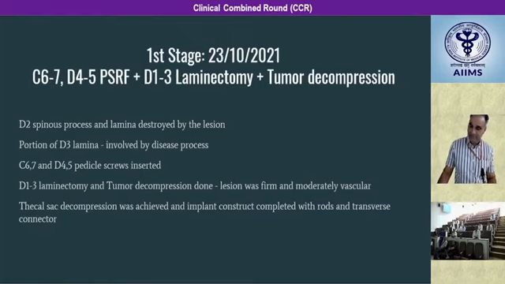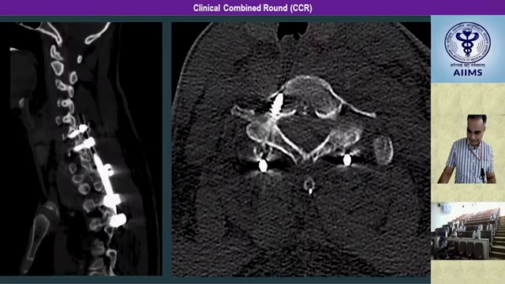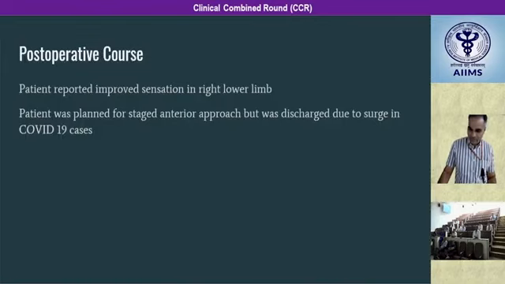After decompression, adequate thecal sac decompression was achieved, and a solid implant construct was completed using rods and transverse connectors. So this was the post-op imaging, and we can see that there is some decompression posteriorly, and there is an implant construct at the posterior margin. The patient was planned for a second stage surgery from an anterior approach, but because of the surge in cases of COVID, he was discharged.